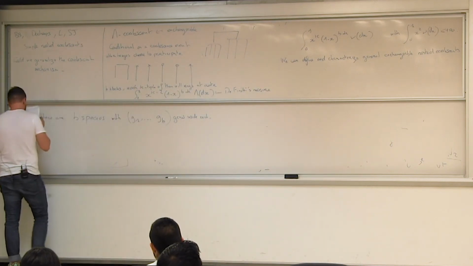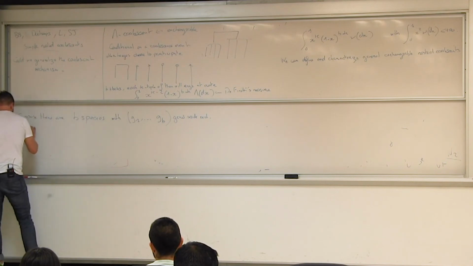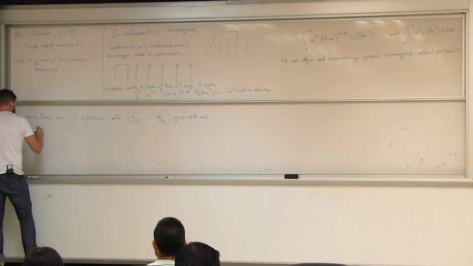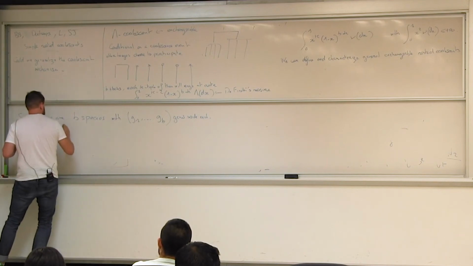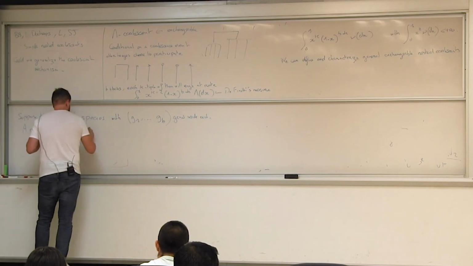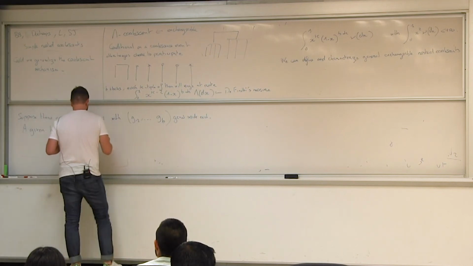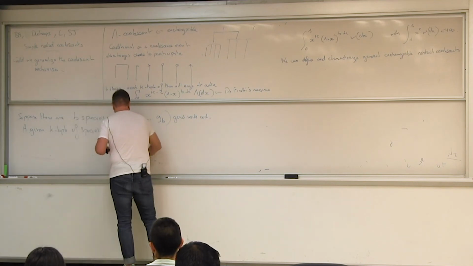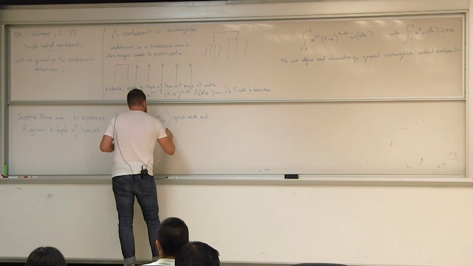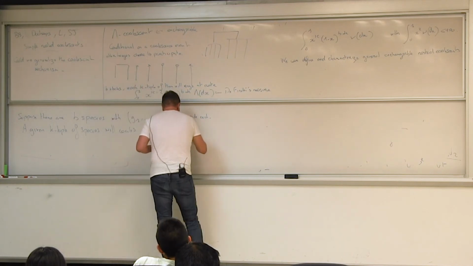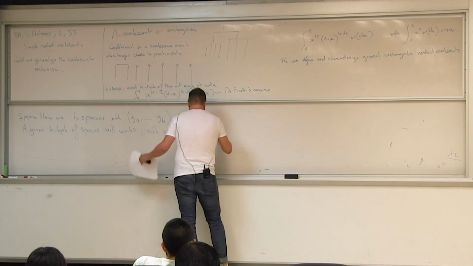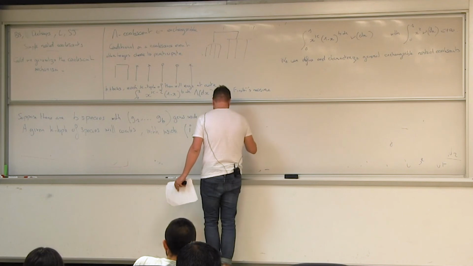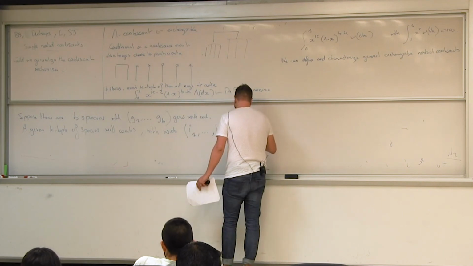So a given k-tuple of species will coalesce, with I1 until IK genes also coalescing.